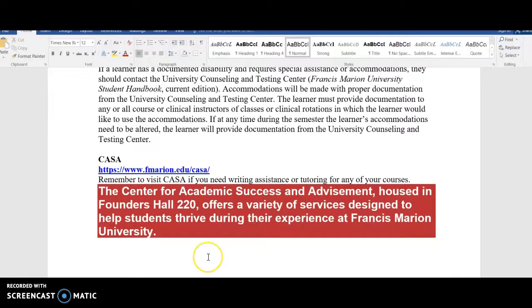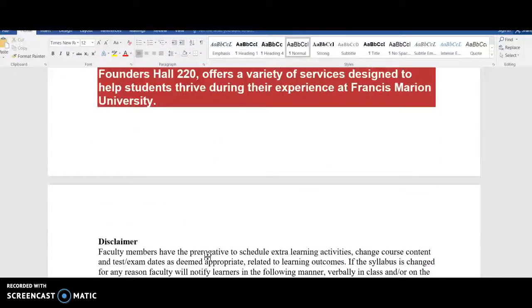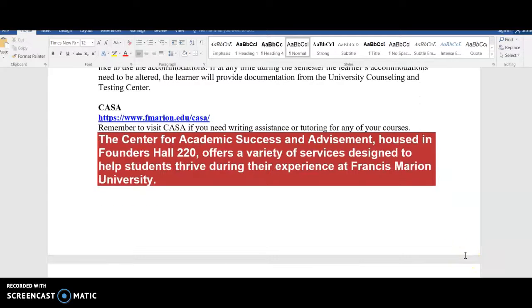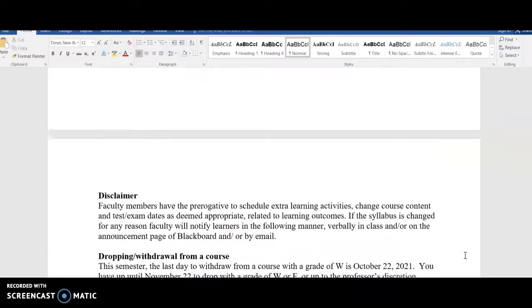Also, I wanted to put this in here, CASA. Remember, if you need anything about tutoring, writing assistance, math tutoring, anything like that, not necessarily for this course, but for any of your other courses, make sure to keep CASA in mind. And I believe they are still doing virtual appointments.